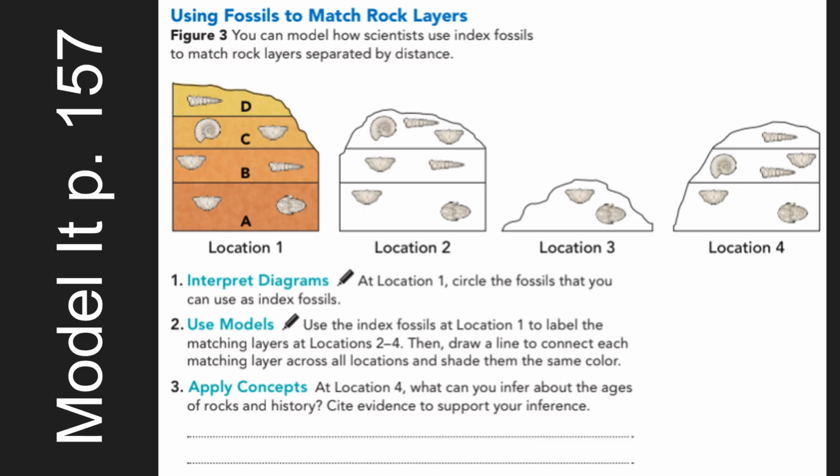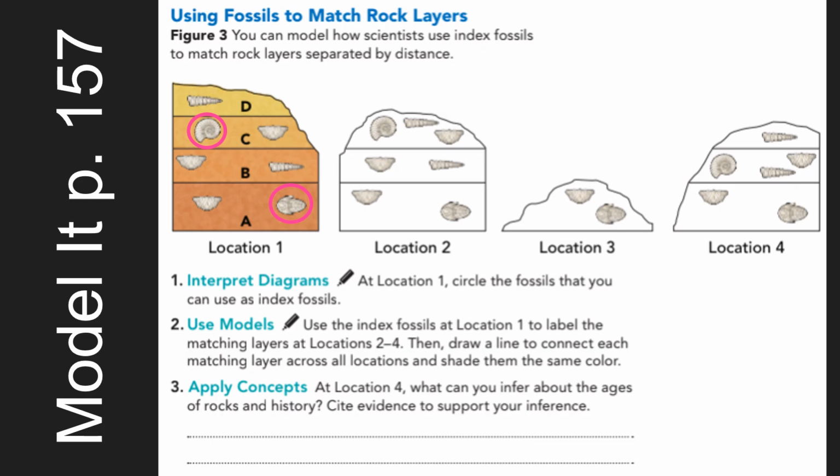All right, so the model on page 157. You can model how scientists use index fossils to match rock layers separated by distance. So we're going to use fossils to match rock layers here. At location 1, circle the fossils that you can use as index fossils. And we can use the spiral shell and I believe that one is a trilobite down in A. Both of those are good index fossils.